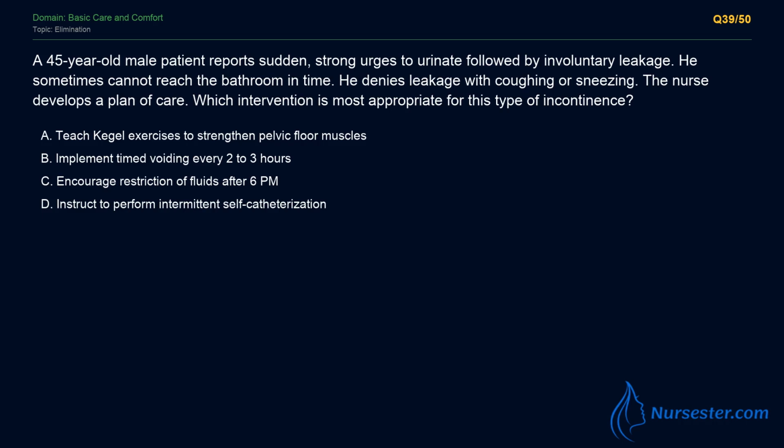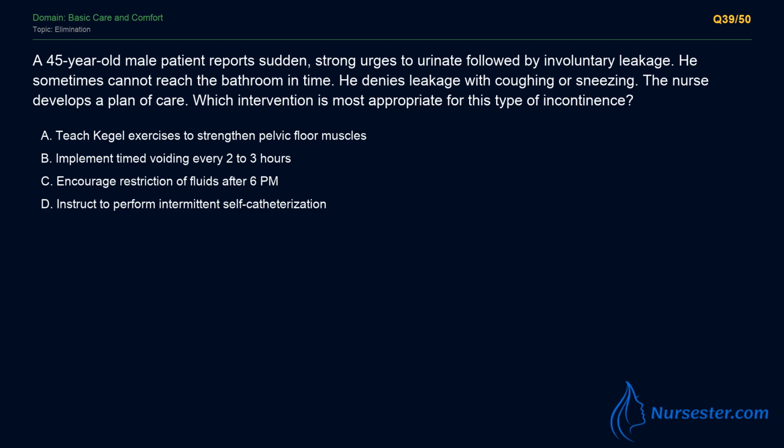Question 39. A 45-year-old male patient reports sudden, strong urges to urinate followed by involuntary leakage. He sometimes cannot reach the bathroom in time. He denies leakage with coughing or sneezing. The nurse develops a plan of care. Which intervention is most appropriate for this type of incontinence?